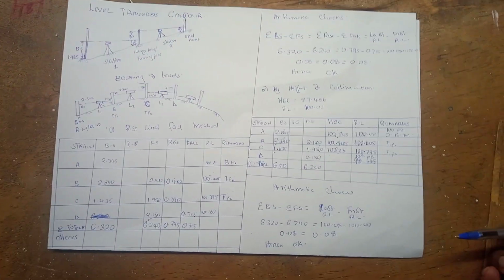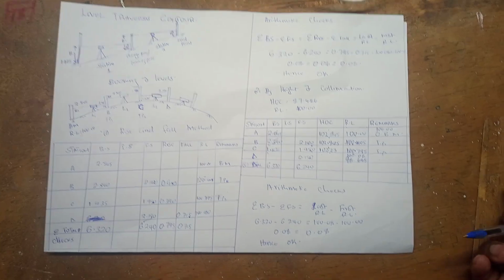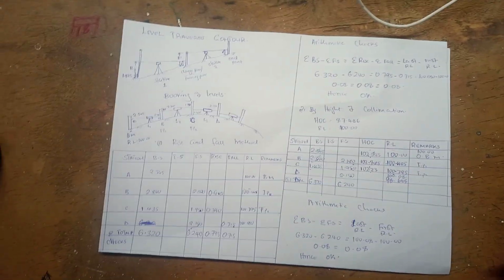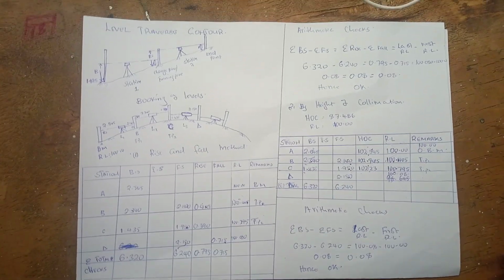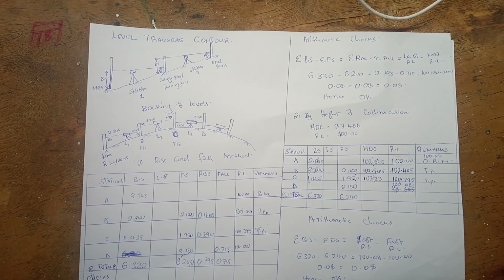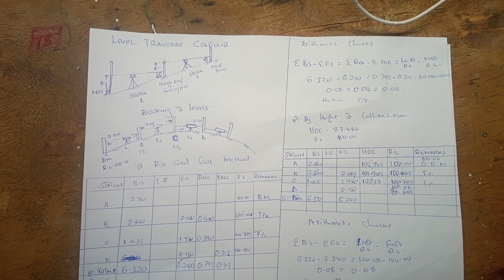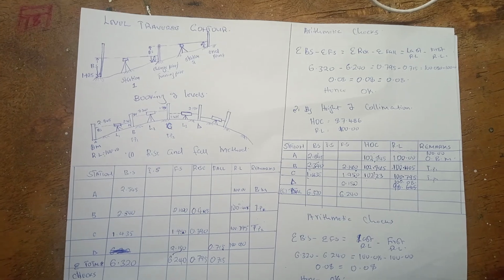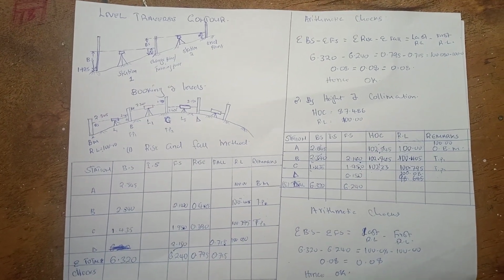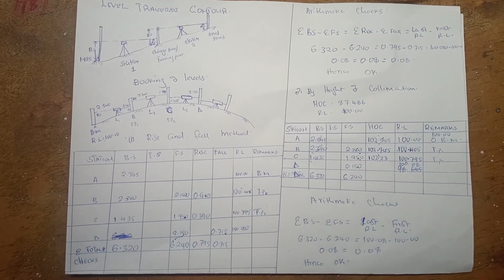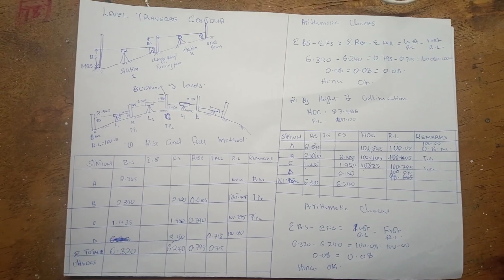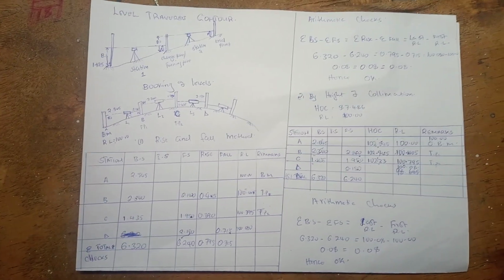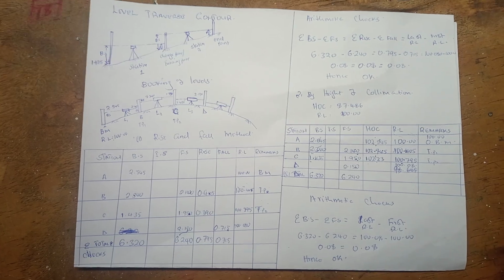Thank you. My name is Maina Solomon Kariuki, and I'm here to demonstrate to you how to do the level on transverse contours using both the rise and fall method and also the height of collimation. I'll start with the rise and fall method.